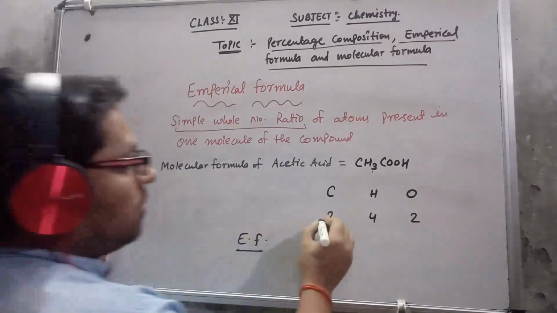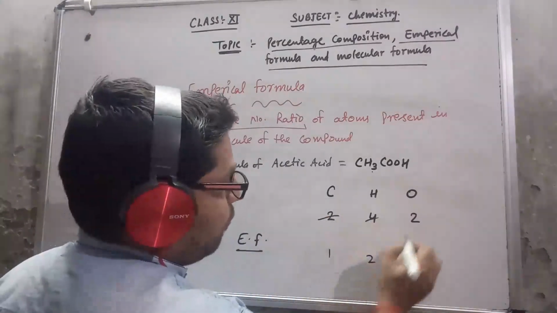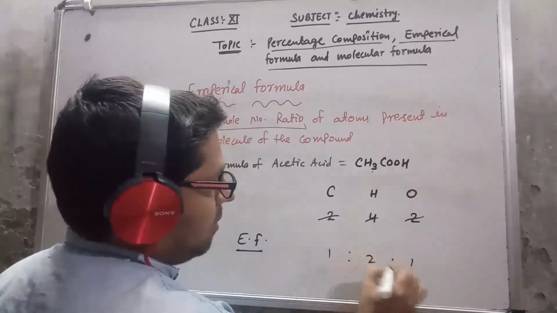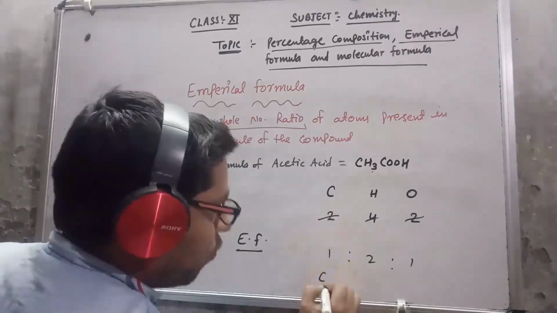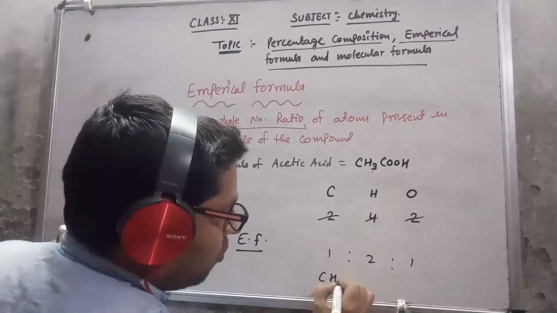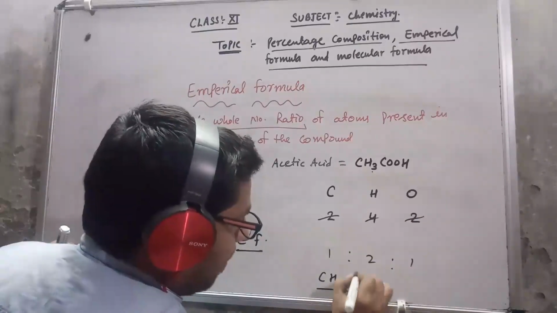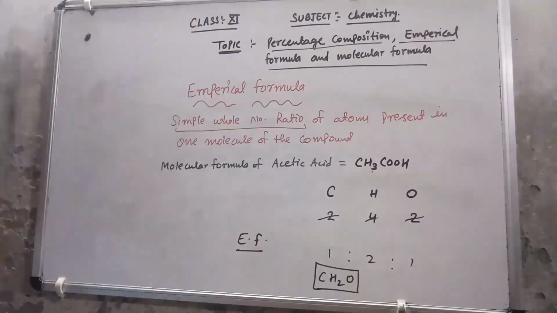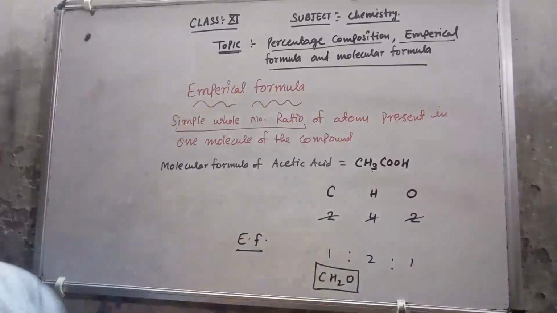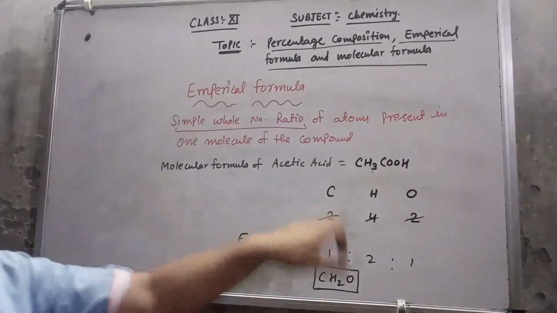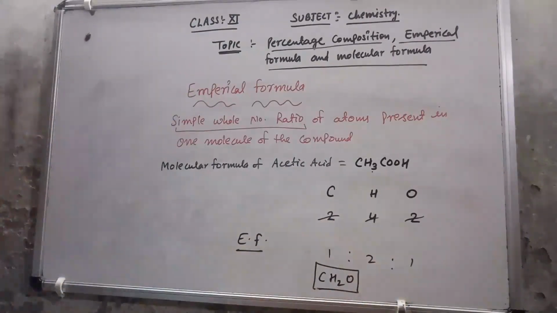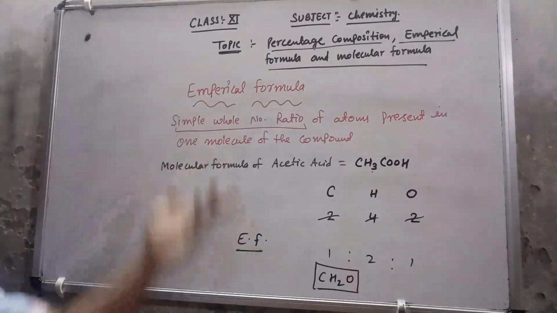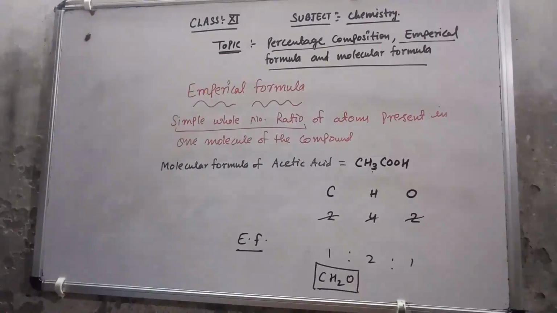So how? 2 1s are 2, 2 2s are 4, 2 1s are 2. This is 1:2:1. That means C1, we will not write it, H2, and this is O. So the empirical formula is CH2O of acetic acid. This is the simple whole number ratio, CH2O. That is the same if you want to go for the others. So easily you can find out the empirical formula.